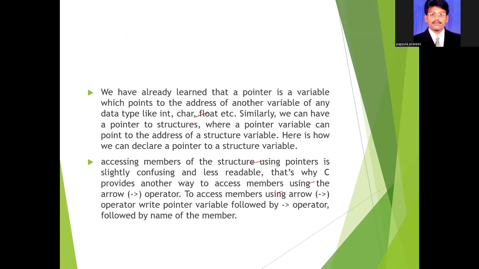Now, one thing is different from other programs here. In previous programs, we used the dot operator for accessing the elements. In pointer to structure, we have to use the arrow operator. It is very important. C language provides another way to access members using the arrow operator: write the pointer variable followed by the arrow operator.